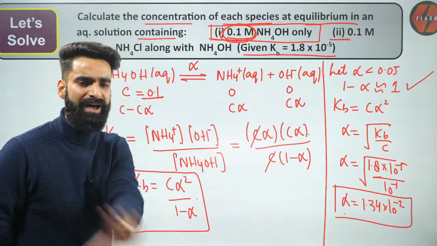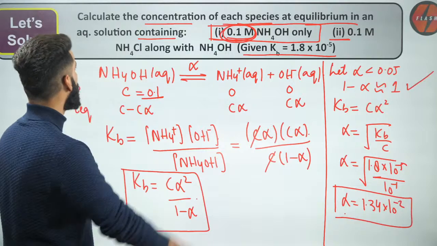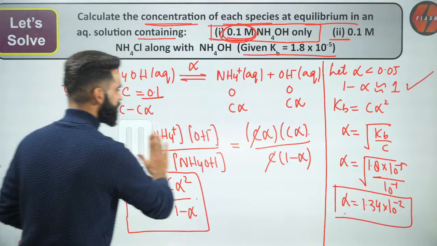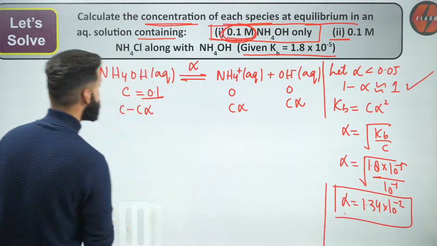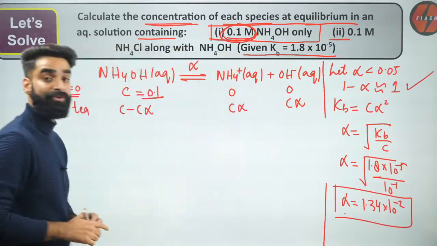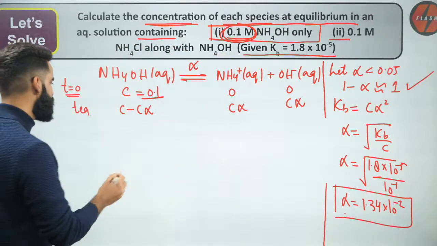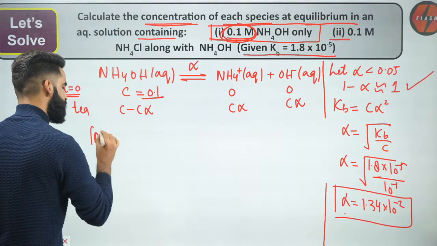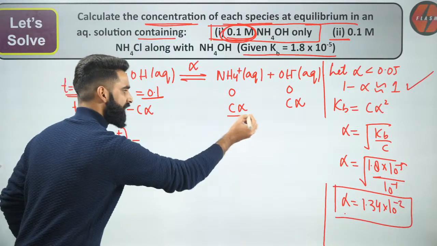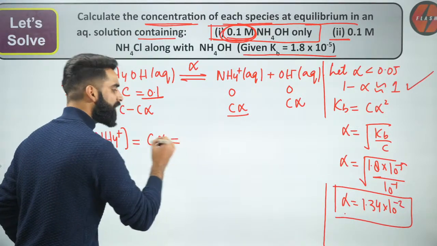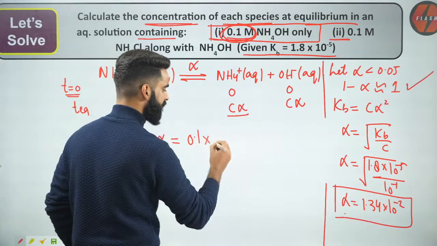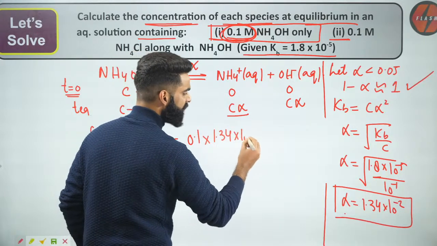Now people, I got the value of alpha. What am I supposed to calculate? The concentration of each species at equilibrium. That means I am going to calculate the concentration of NH4OH, the concentration of NH4 positive, and the concentration of OH negative at equilibrium. First of all, I'm going to calculate the concentration of NH4 positive at equilibrium, which is simply C alpha. What is the value of C? The value of C is 0.1, and alpha value we got to know, that is 1.34 into 10 to the power minus 2.